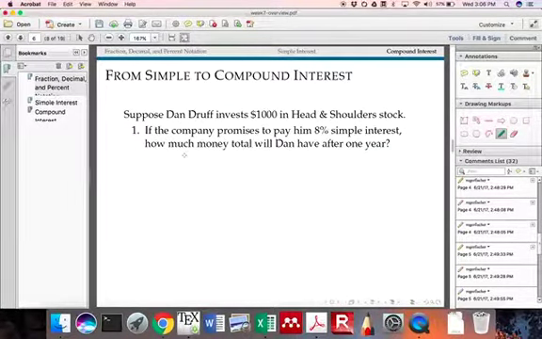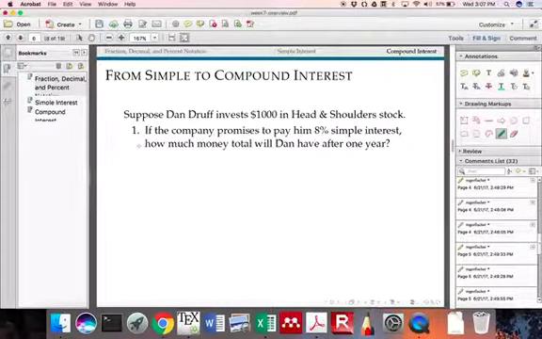Let's do some compound interest. So let's suppose Dan Druff invests $1,000 in Head & Shoulders stock. Let's say the company promises to pay him 8% simple interest. How much money total will Dan have after 1 year? I want you to think about how to solve this problem. Stop the video. Okay, now that you've done that, let's solve the problem together.